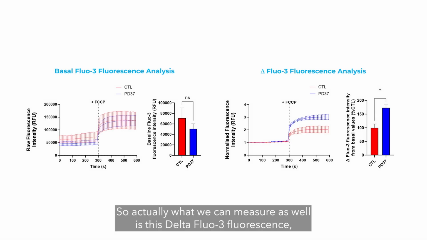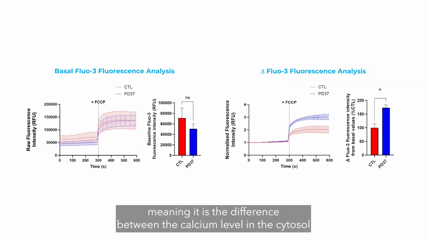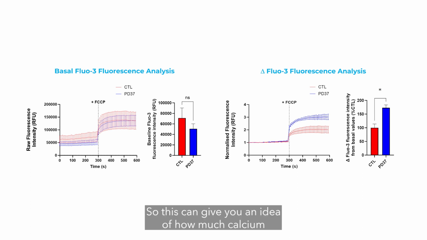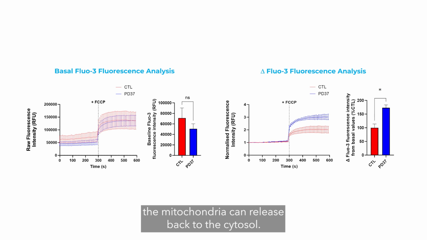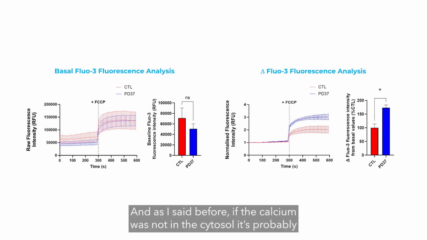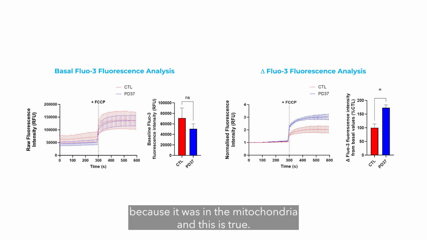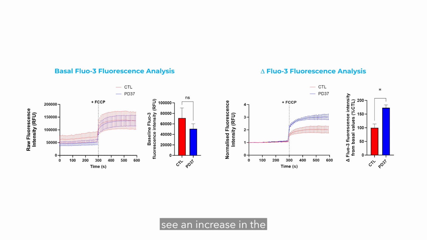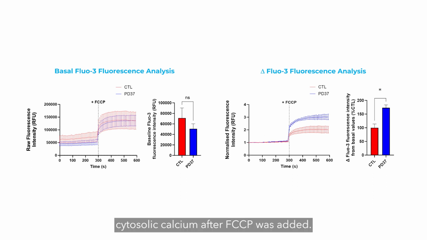What we can measure as well is this delta Fluo-3 fluorescence, meaning the difference between the calcium level in the cytosol after FCCP minus before FCCP. This can give you an idea of how much calcium the mitochondria can release back to the cytosol. As I said before, if the calcium was not in the cytosol, it's probably because it was in the mitochondria, and this is true. If we see this graphic on your right, we can see an increase in the cytosolic calcium after FCCP was added.